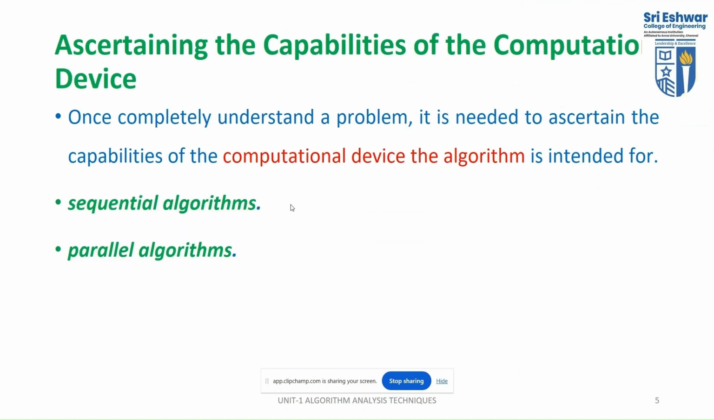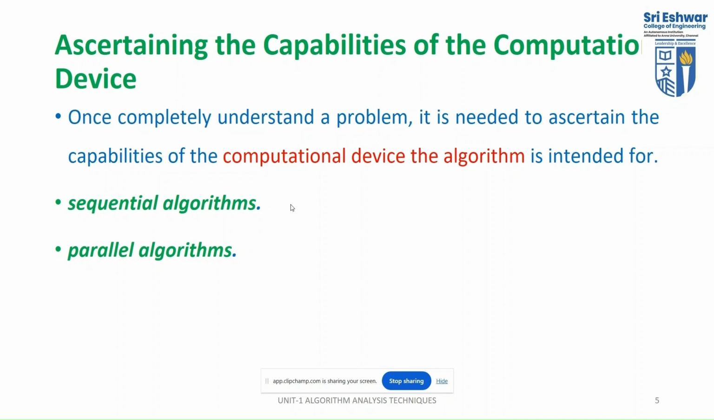Second step is ascertaining the capabilities of the computational device. When designing and implementing an algorithm, one of the critical factors to consider is the capabilities of the computational device that will execute the algorithm. The term computational device refers to the hardware, for example a computer, server or embedded system, and software environment, maybe an operating system or programming language on which the algorithm will run. Understanding the device capabilities allows you to optimize the algorithm to match the available resources and constraints.